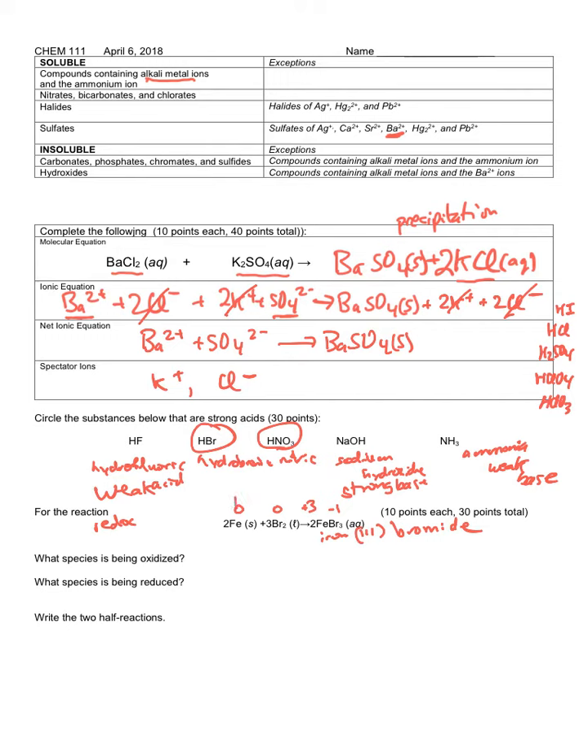And so the iron is going from 0 to +3. That's an increase in oxidation number. It became more positive. The way you do that is by losing electrons. The loss of electrons is oxidation. So the iron is a species that's being oxidized. The bromine is going from 0 to -1. It's the gain of electrons. It's what's undergoing reduction. And so the species being reduced is the bromine.